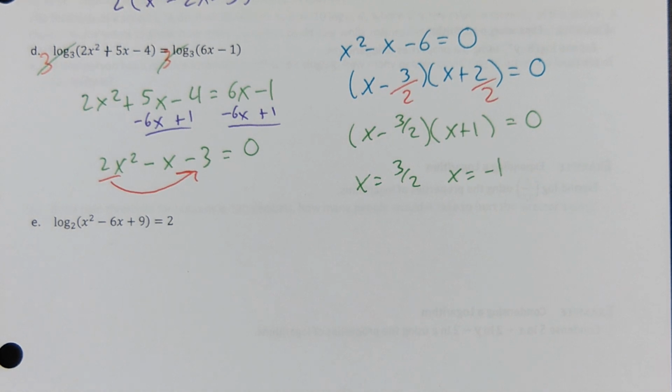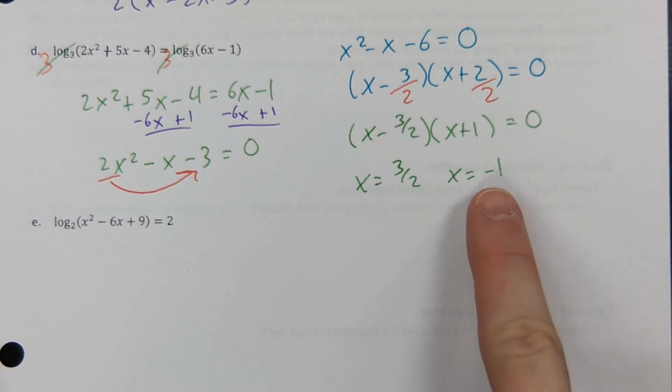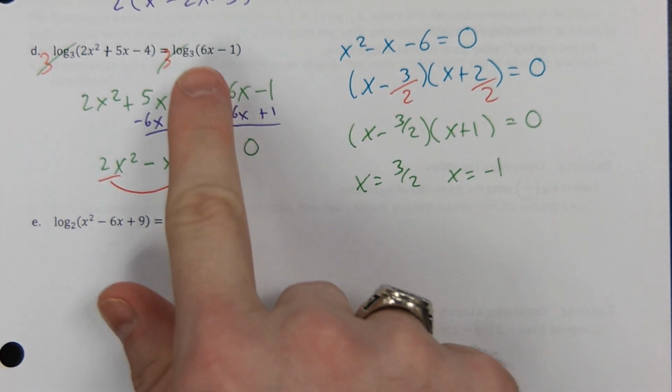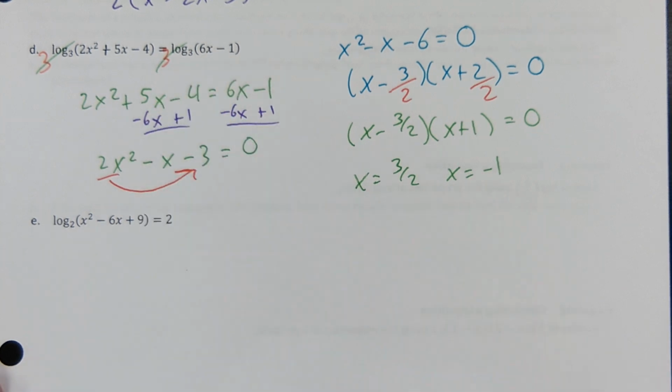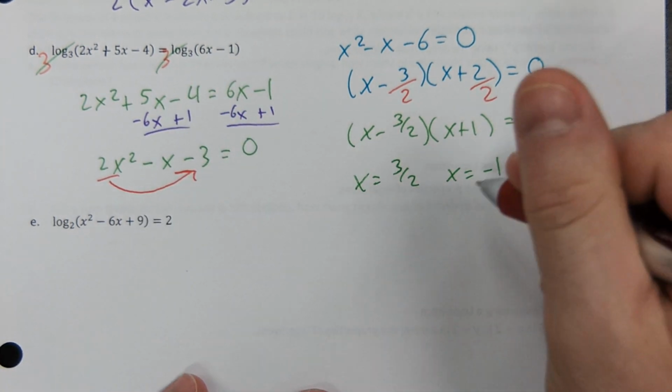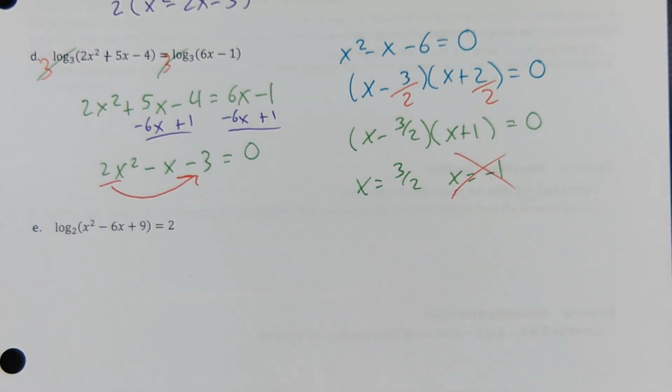Now your job is to go to the arguments and make sure the argument remains positive when you plug it in. I know everybody's instantly looking at that negative 1 and thinking, I bet you that's a bad number. It's like number racism. So you look at this negative 1 and you go right here and you go, oh crap, 6 times negative 1 minus 1. That is definitely a negative number. So that is extraneous.